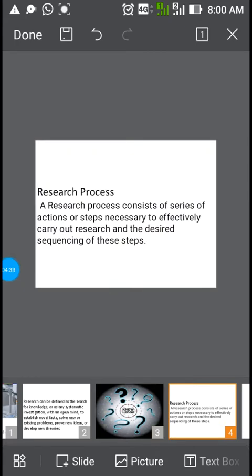So here in detail we can discuss the research process. In the research process, what do the students need to do? If you see, the research process consists of a series of actions or steps which are necessary for effectively carrying out the research, and the desired sequencing of these steps.